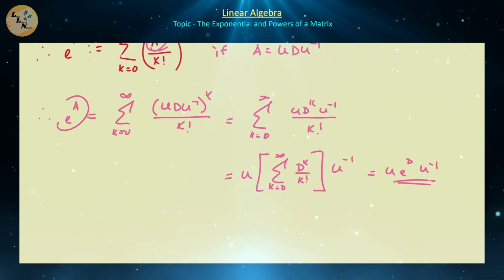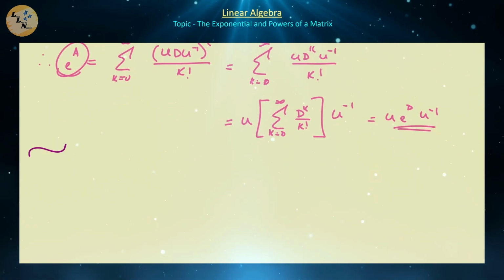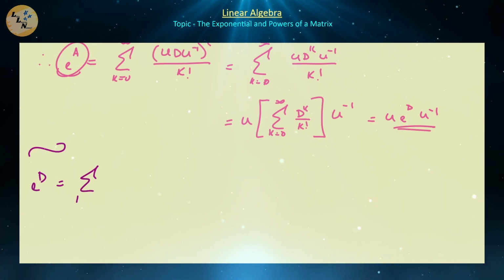And here, e to the A was just e to an arbitrary matrix. Here, e is to the power of a diagonalizable matrix. So let's look at that e to the power of D in a little bit more detail. So e to the power of D, again, is just the sum from k equals 0 to infinity of D to the power of k all over k factorial.